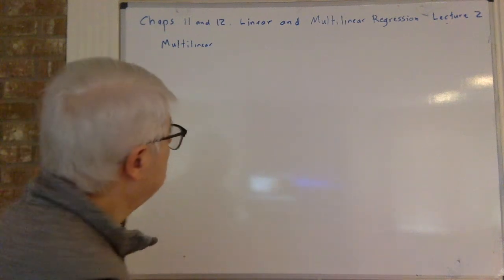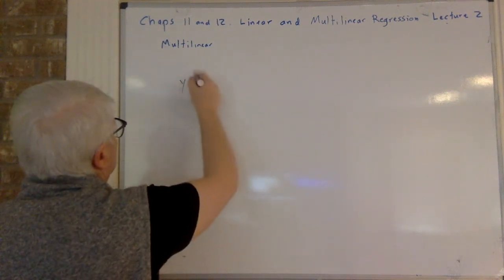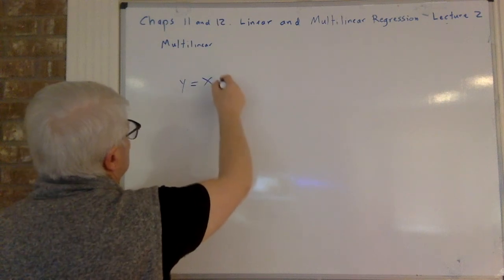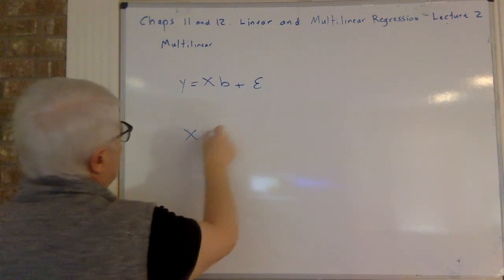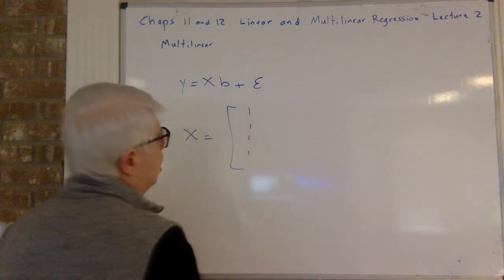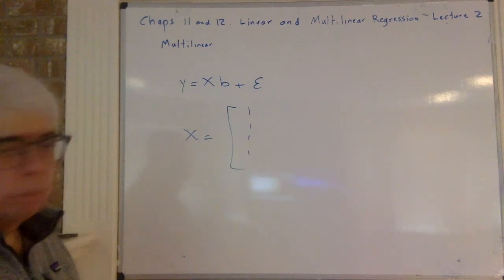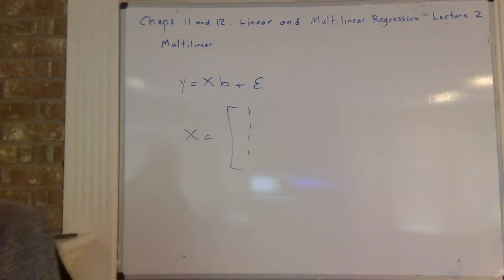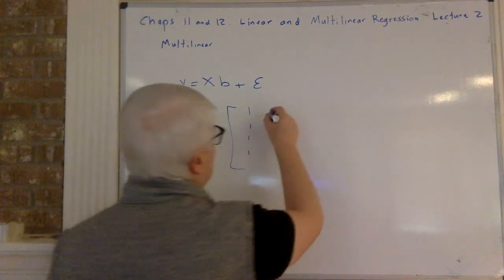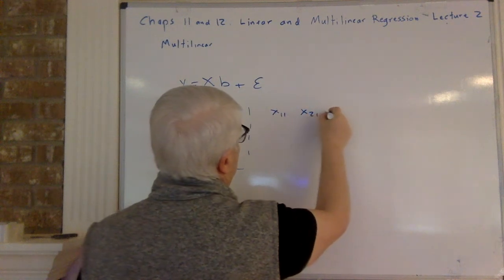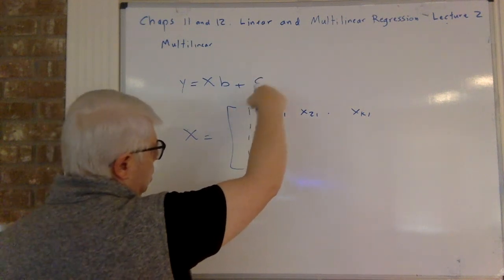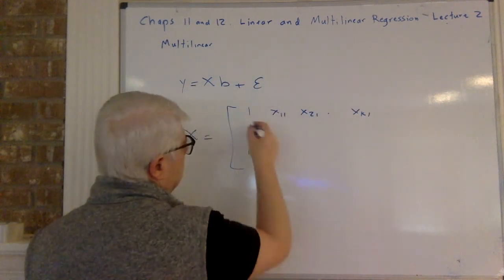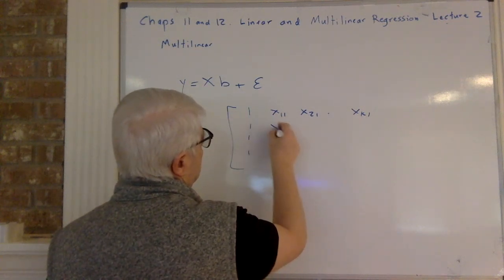So in the end, we will get something like this. The y is some x times the b's plus some epsilon. And the x looks like this. It has 1, which goes for b0, and then x1,1, x2,1, up to xk,1. So that's the first row. That is multiplied by b0, b1, b2, up to bk. That's the first student, and the second student.